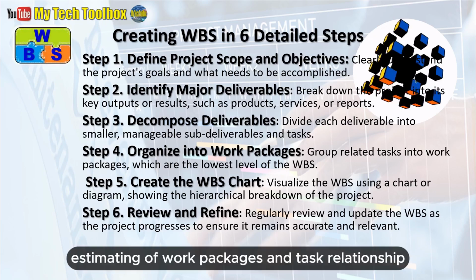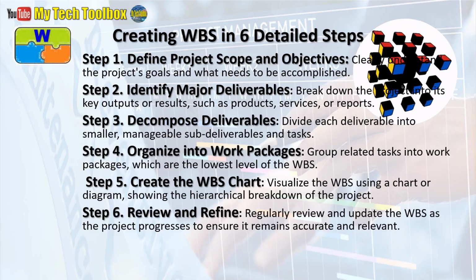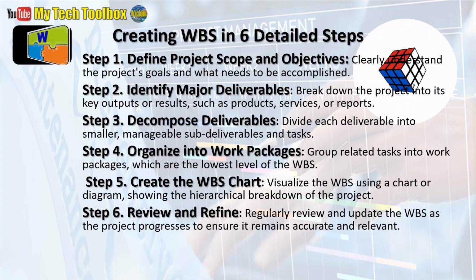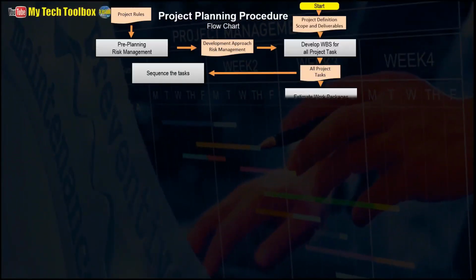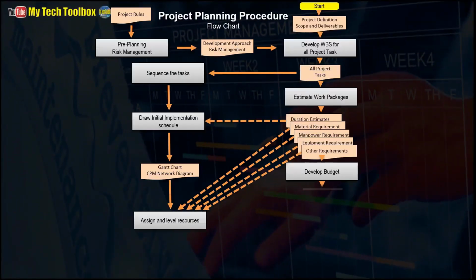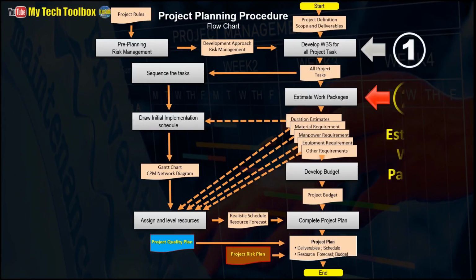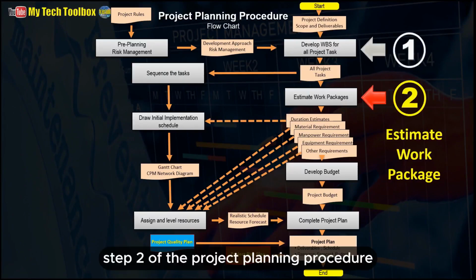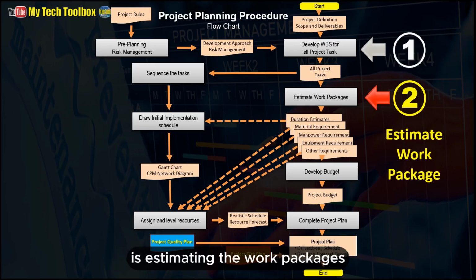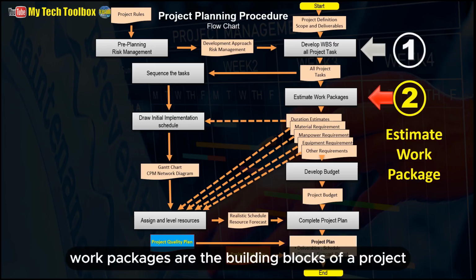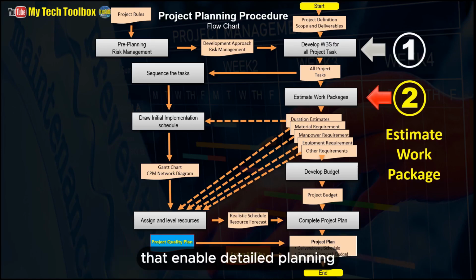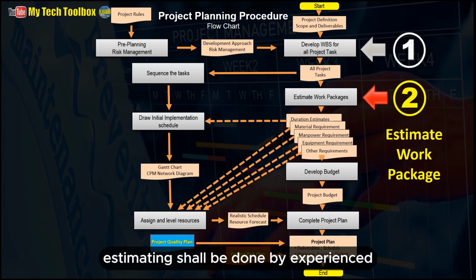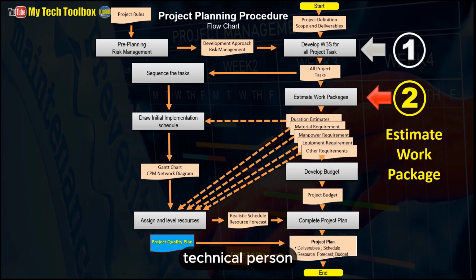Estimating of work packages and task relationship. Step 2 of the project planning procedure is estimating the work packages. Work packages are the building blocks of a project that enable detailed planning and organization. Estimating shall be done by experienced technical person.